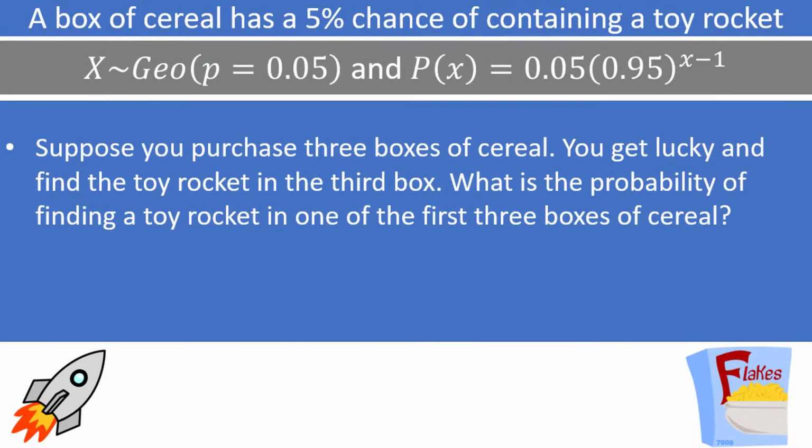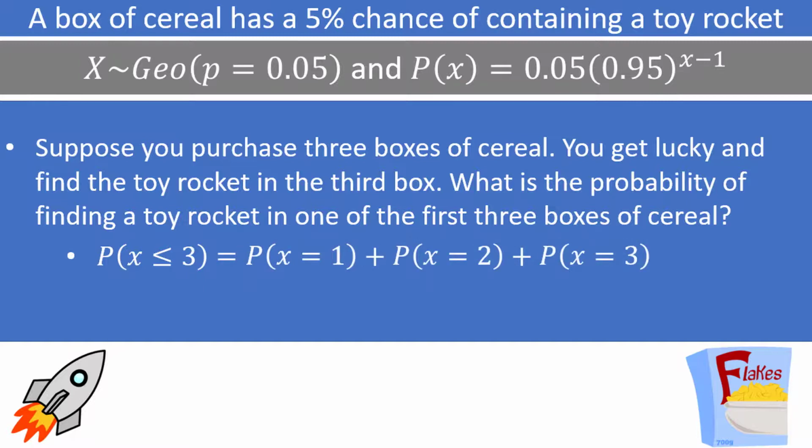Suppose you purchase 3 boxes of cereal. You get lucky and find the toy rocket in the third box. What is the probability of finding a toy rocket in one of the first 3 boxes of cereal? Well, in the probability statement, we have the probability x is less than or equal to 3. One way to solve for this would be to add up the 3 probabilities we already calculated. The probability x equals 1, 2, or 3.